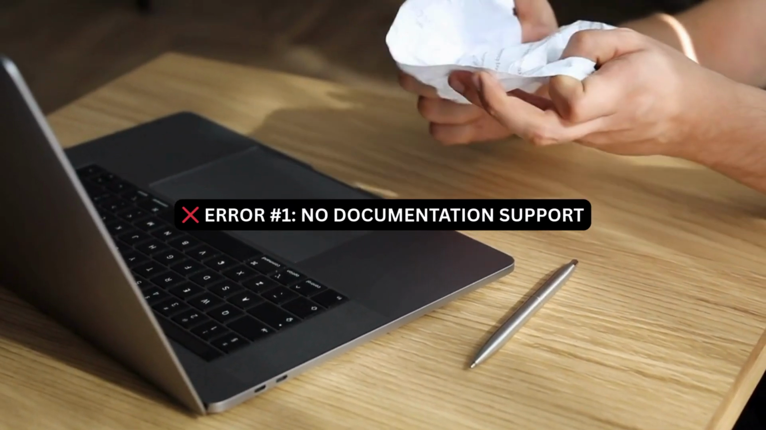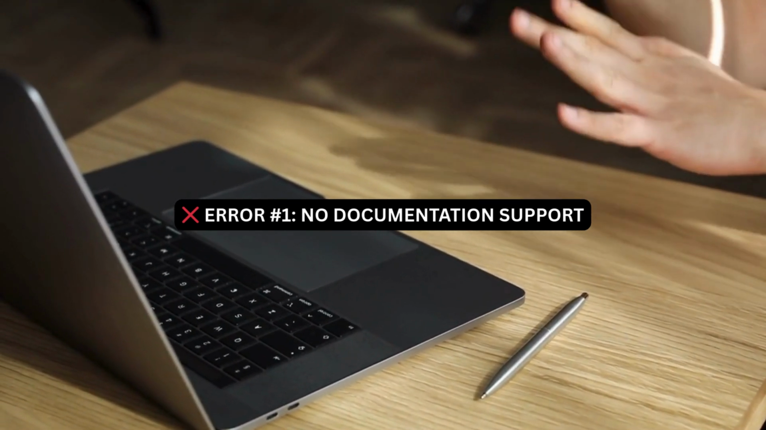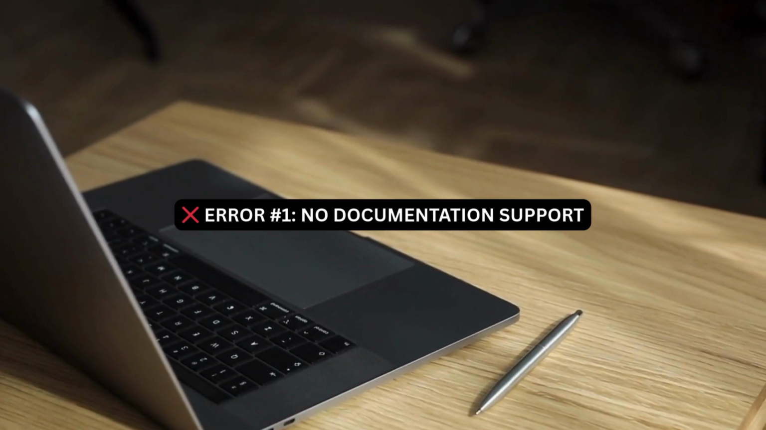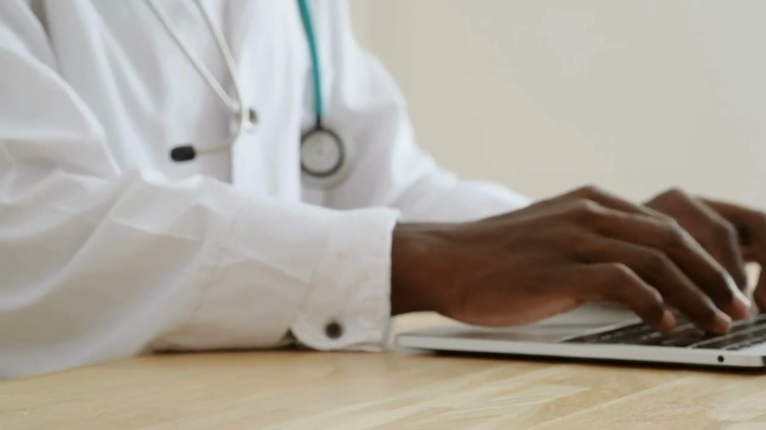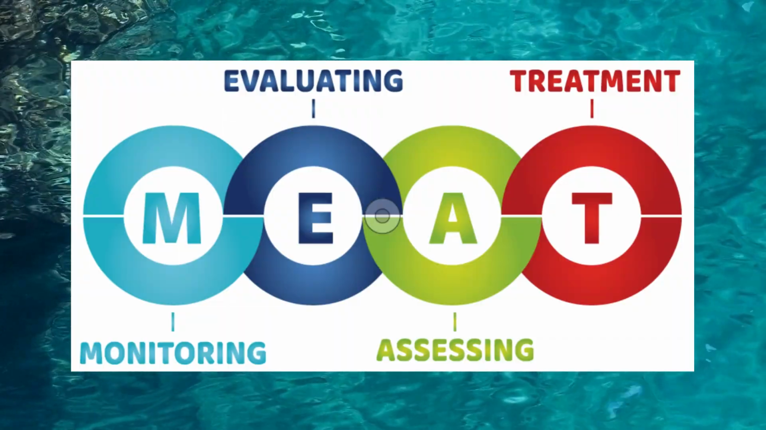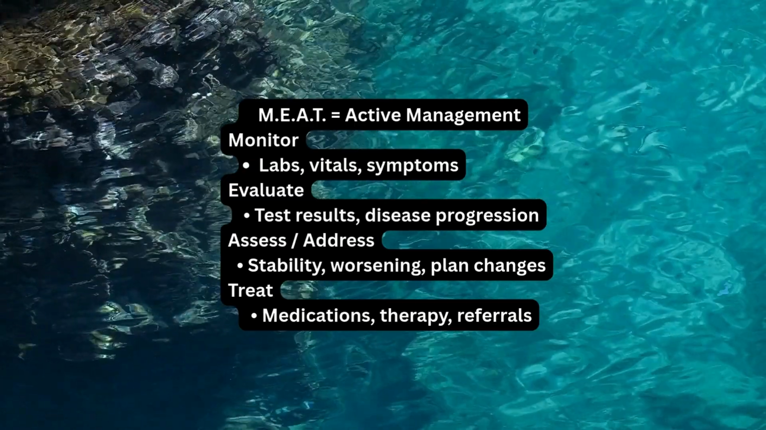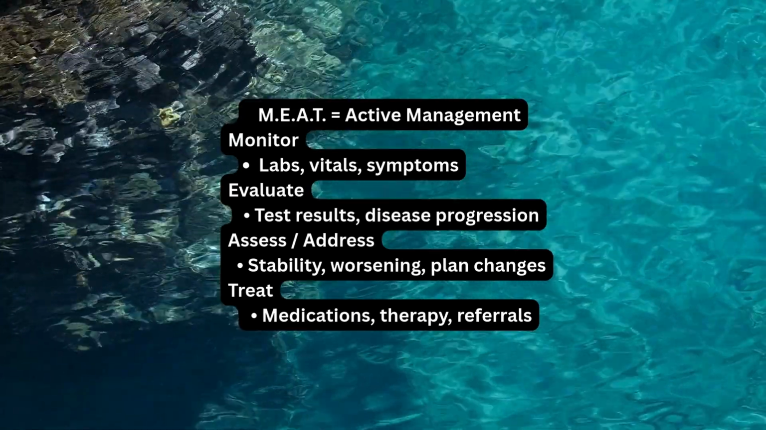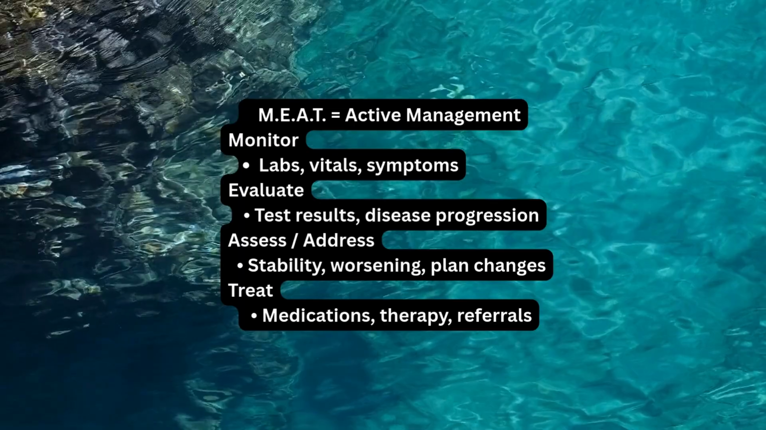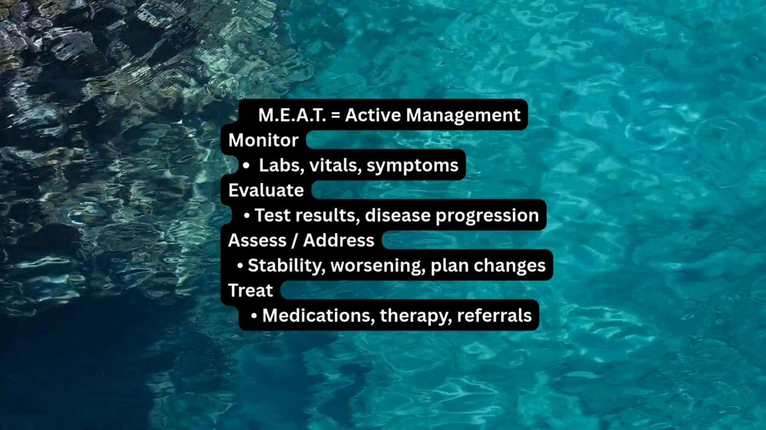Error number 1, no documentation support. This is one of the most common errors that I see. A long list of diagnoses is not enough to support HCCs. For risk adjustment, the provider must show supporting documentation for a condition. Many organizations use the MEET framework, or monitor, evaluate, assess, or address, or treat. While CMS doesn't say the explicit number of elements that are required, there are some auditors that expect that there are at least 2 out of the 4 elements of MEET to support a condition.